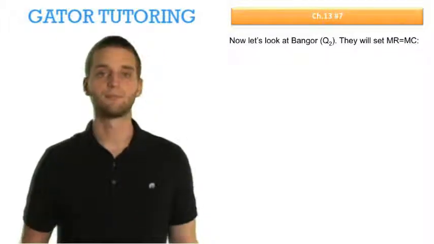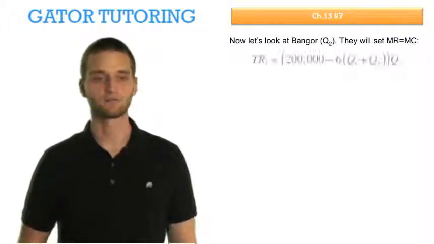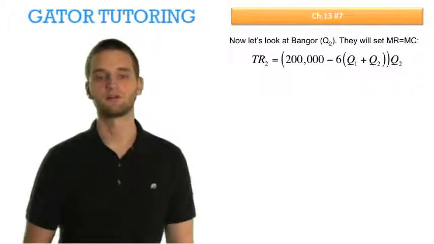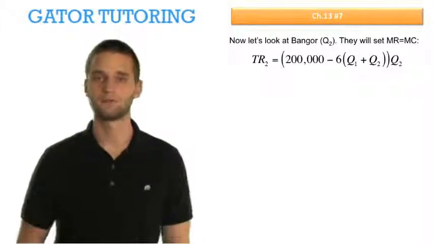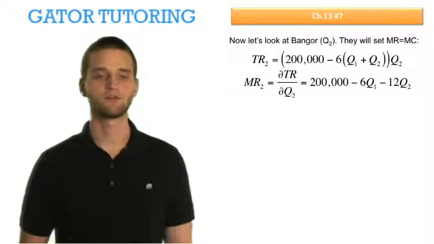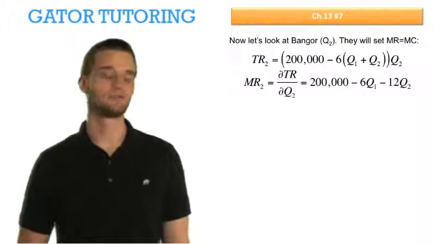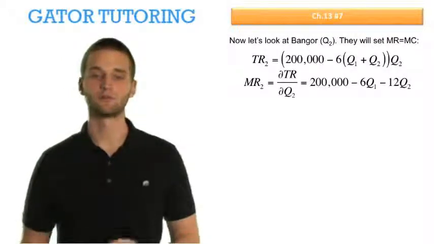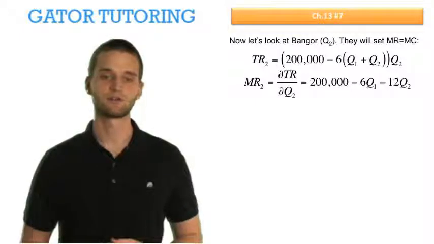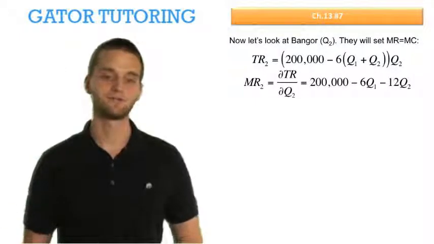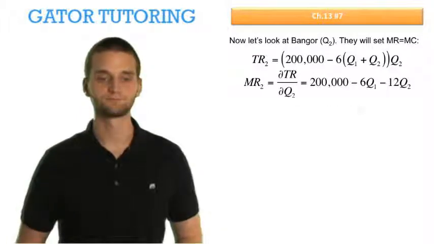They also want to set marginal revenue equal to marginal cost. Their total revenue is price times quantity. Price is the original demand curve. Quantity is Q2 because we're just talking about them. And the marginal revenue is the partial derivative of this with respect to their quantity, which is 200,000 minus 6Q1 minus 12Q2. That's just because the Q2s get multiplied by each other, which is Q2 squared, and so the exponent 2 gets multiplied by that minus 6. That's where the minus 12 comes from.